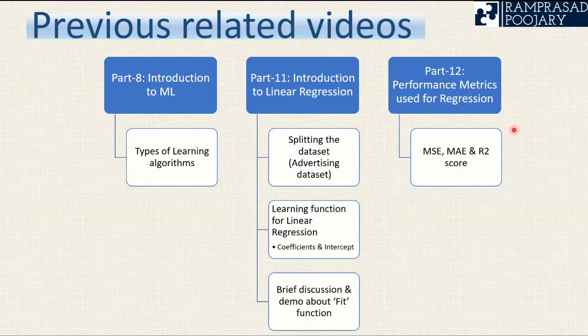In part 12, we discussed the evaluation metrics or performance metrics used for evaluation, mainly for regression. We discussed three of them: MSE, mean square error, mean absolute error, and R2 score. We have seen the theoretical aspect of it, and I have also given a practical demonstration. So you can watch these three videos and that will be very useful, and you can understand today's video better if you watch these three.